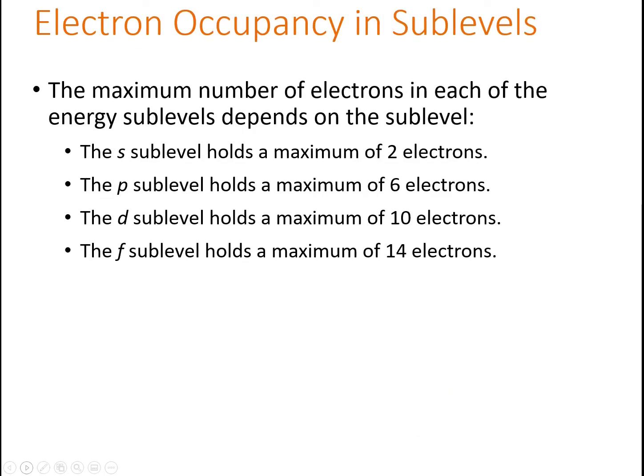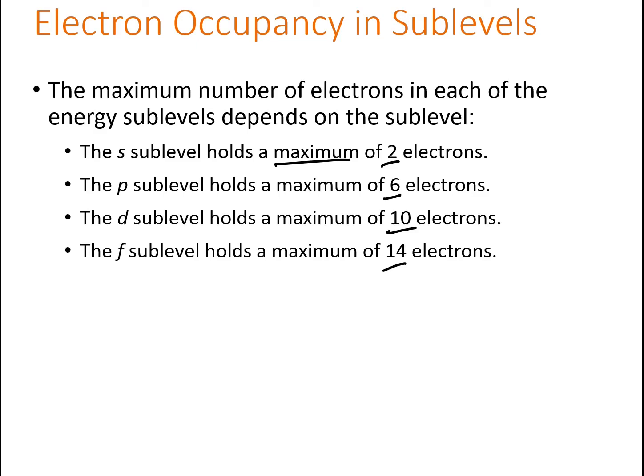This tells you the maximum number of electrons that each energy level or sublevel can hold. So S, no matter which energy level it is, can only hold 2 electrons. The P sublevel can only hold 6, D can hold 10, and F can hold 14. And we're talking about a maximum. So you can have a partially filled S or partially filled D, okay? All of this information is leading up to being able to write electron configurations.